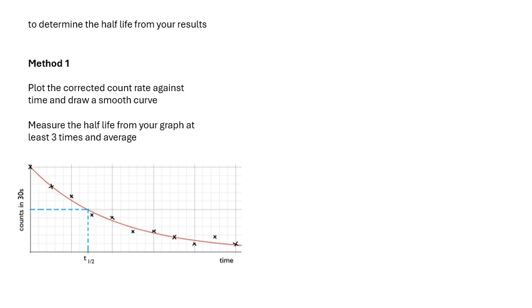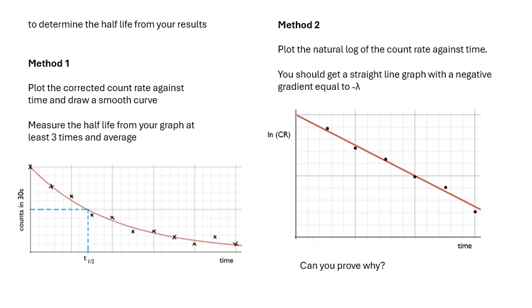A better way of doing it is if you plot the natural log of the count rate against time, then you should get a straight line and the gradient should equal minus lambda. And I want you to figure out why. I'll give you a clue: remember about taking logs. It's better because it's better to do a line of best fit than it is to do a smooth curve, especially when your points are all over the place because it's so random.